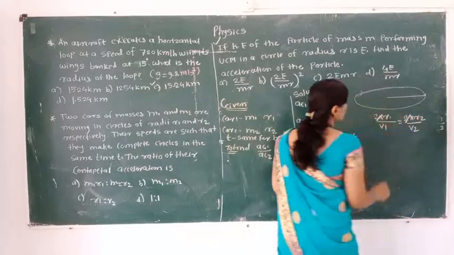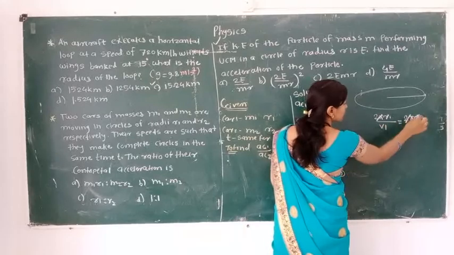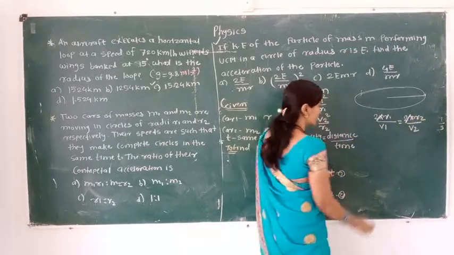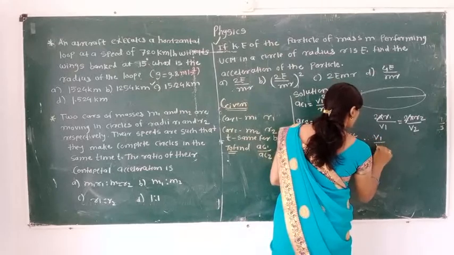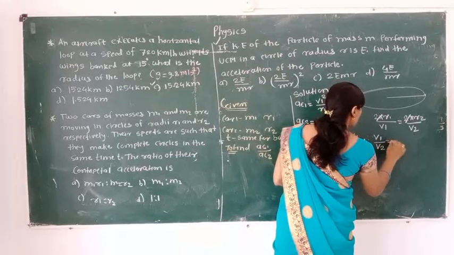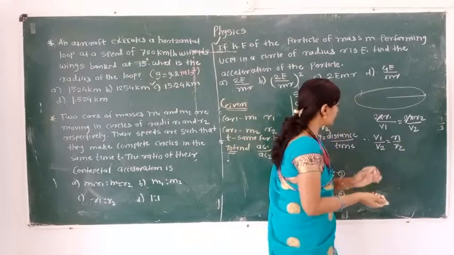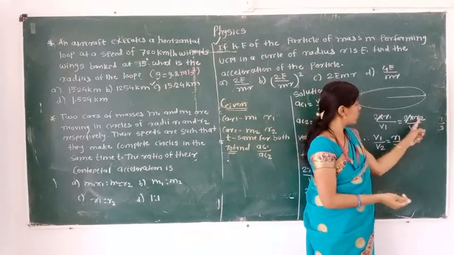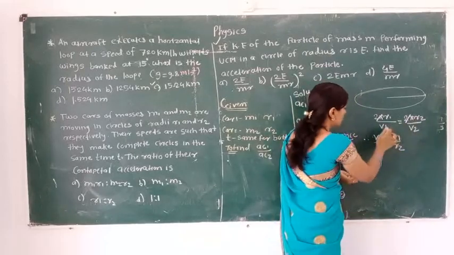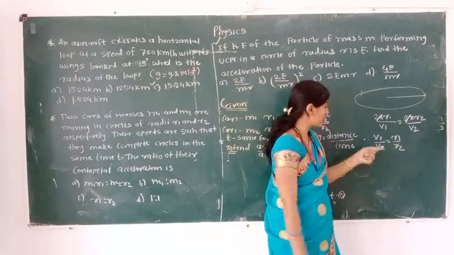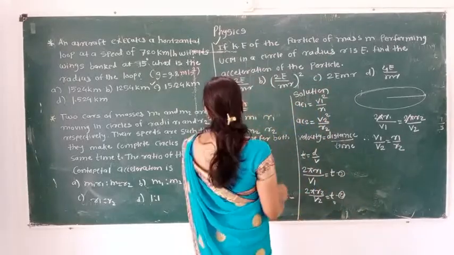The common terms we are going to cancel. Here we are only rearranging. This v1 goes here and r2 comes here. So we get v1 divided by v2 is equal to r1 divided by r2. Nothing extra is being done: v1 divided by v2 as it is, and r2 comes in the place of v1, so r1 divided by r2. So these two values are with us.